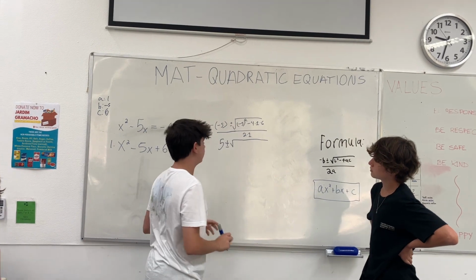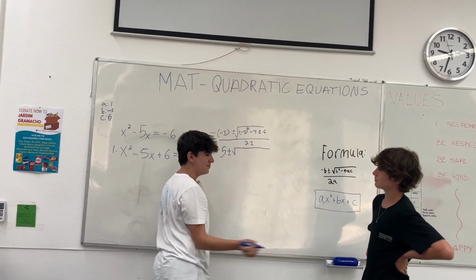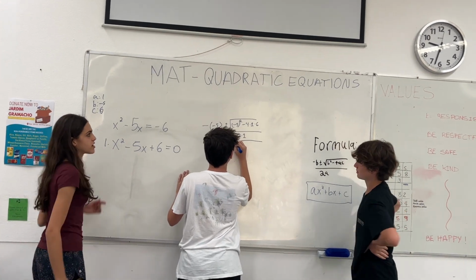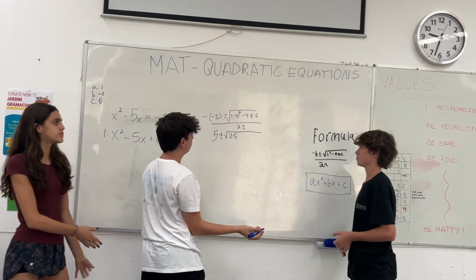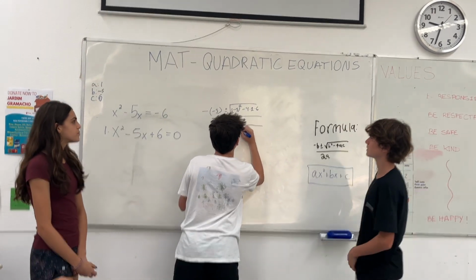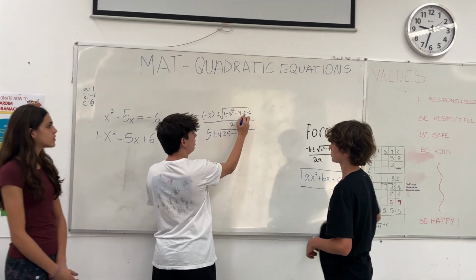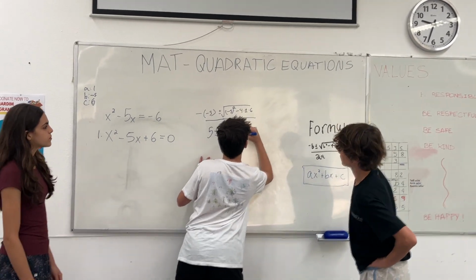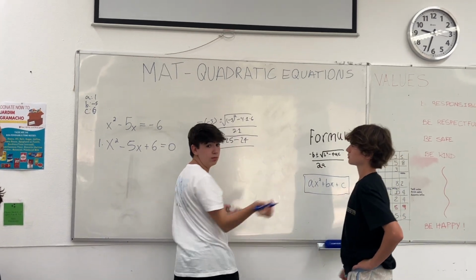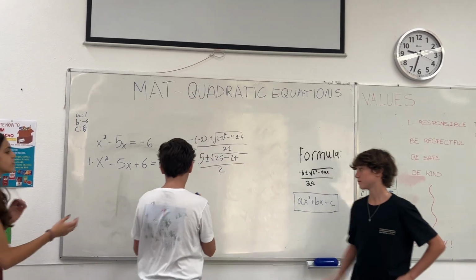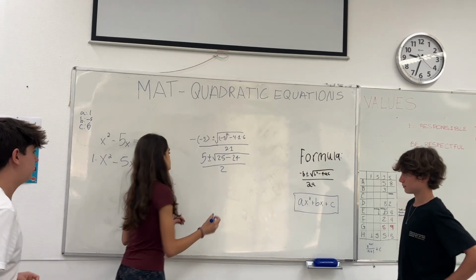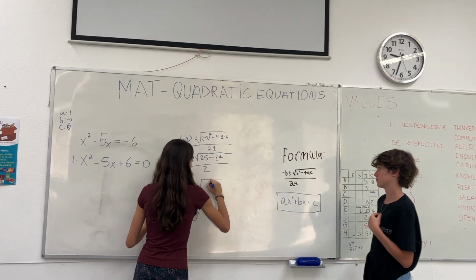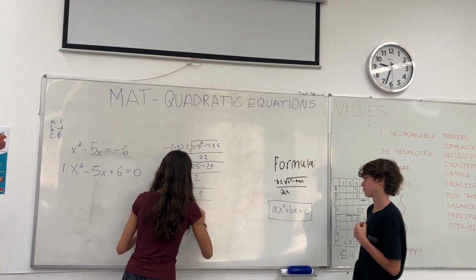the square root of negative 5 squared, 25. And again, negative with negative is a positive, so negative 5 times negative 5 is equal to positive 25, and minus 4 times 1 times 6, which is going to be equal to minus 24, divided by 2 times 1, which equals 2.